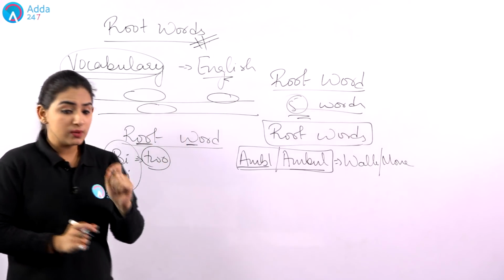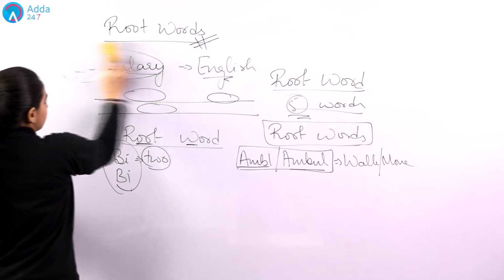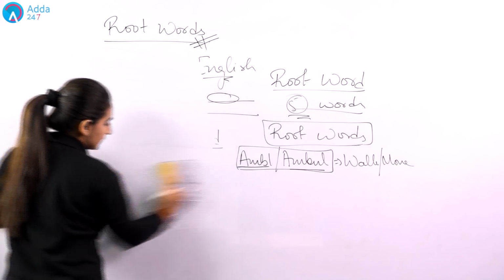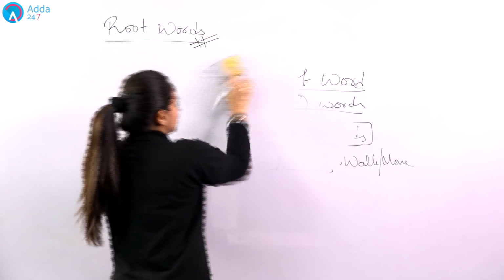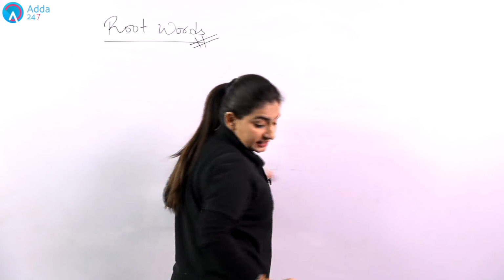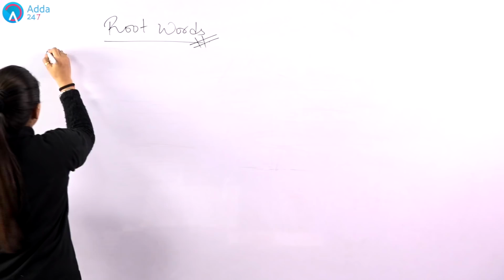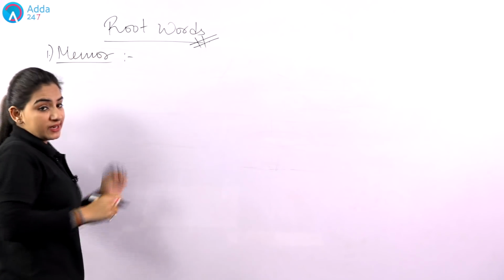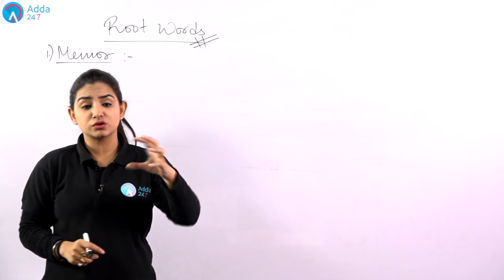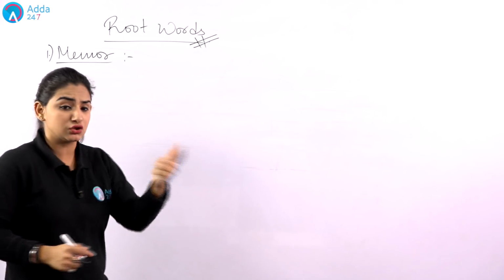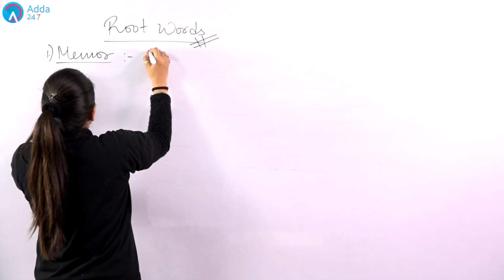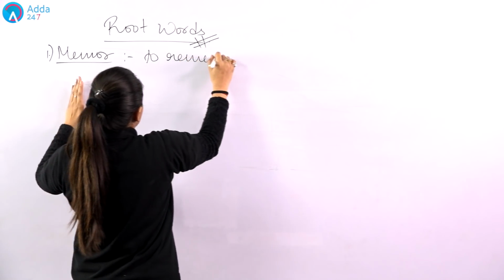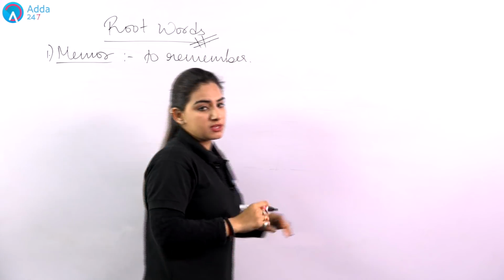With this, we will start another root word, that is memor. This is something you can easily relate to. Why am I saying that? Because memor is related to your brain, to the ability that your brain has. So memor means to remember, to learn.